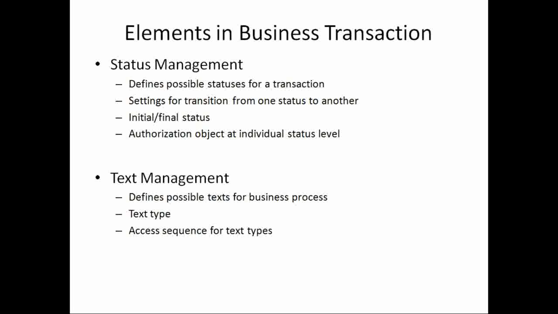And here we can mention some authorization object at individual status level, that is who can set which status. For example, whether a sales manager can change the status from A to B, who has the authorization to work on or to change the particular status of a transaction type. So these will be managed under status management.